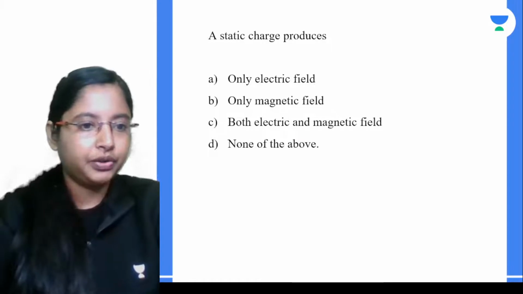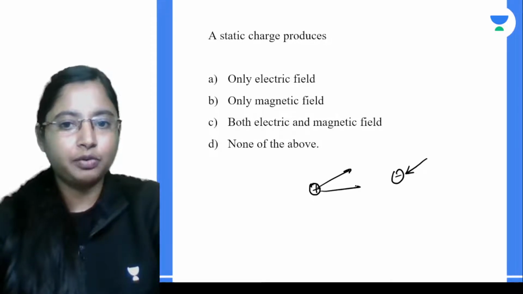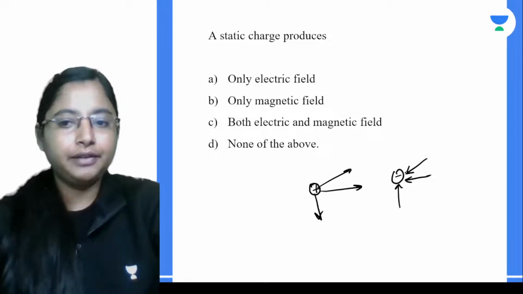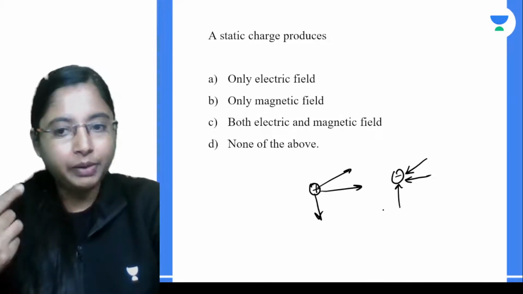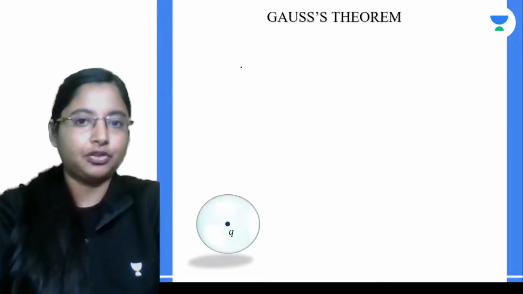Okay, alright, so here, if you see a static charge, that is charges at rest, whether it's a positive or a negative charge, the positive charge means its electric field lines will be pointed radially outwards, negative charge means its field lines will be pointed radially inwards. So a static charge produces only an electric field.